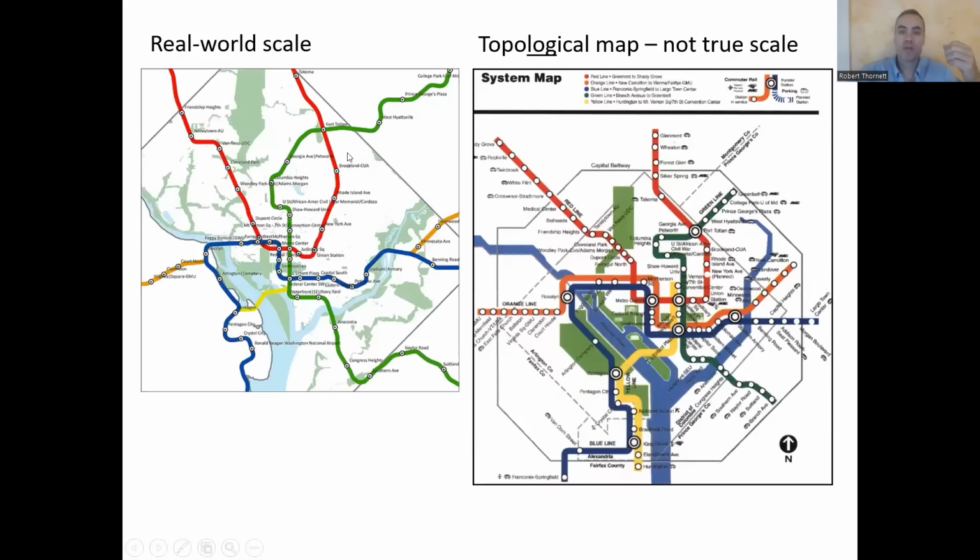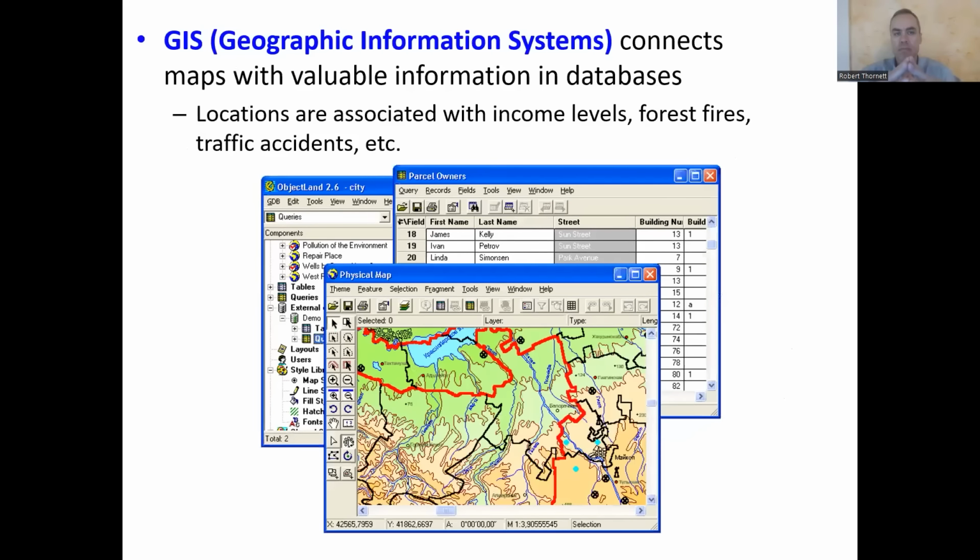Just for comparison, here is the real world scale of the metro. Look how far, when you go out here, these stops go way out. They're so far apart, but here they all look like they're just bunched up tightly. Okay, so real world scale versus topological scale is not true, and yet the topological map works. So those are some different types of maps.